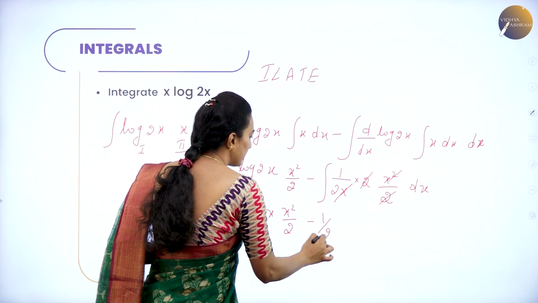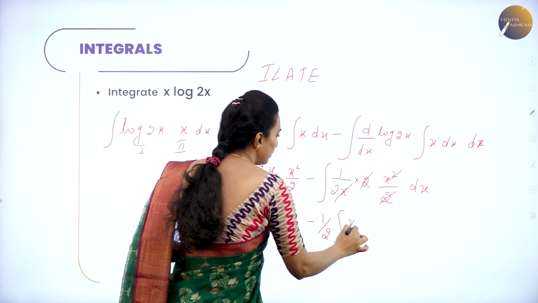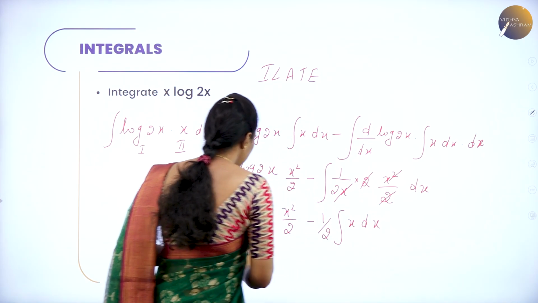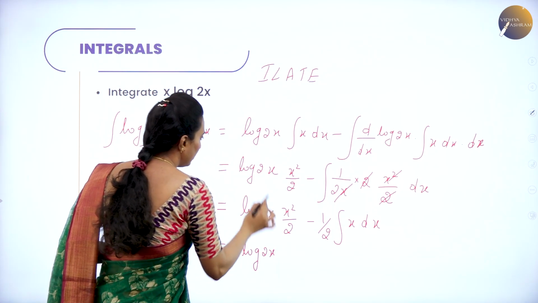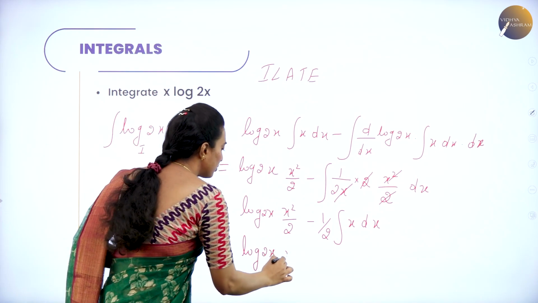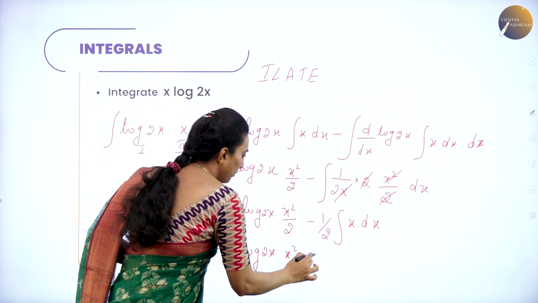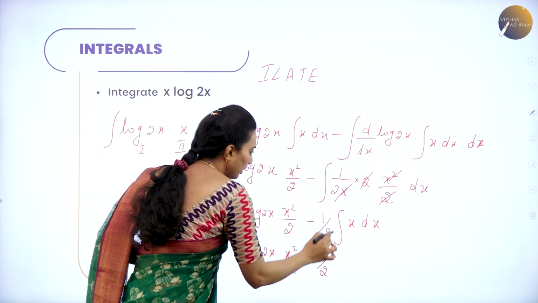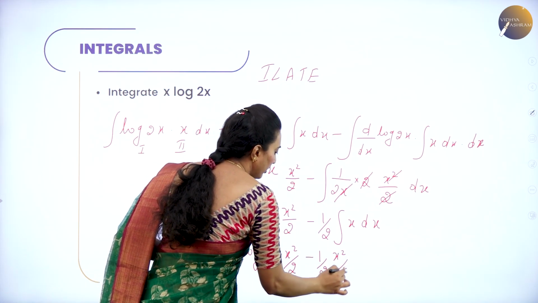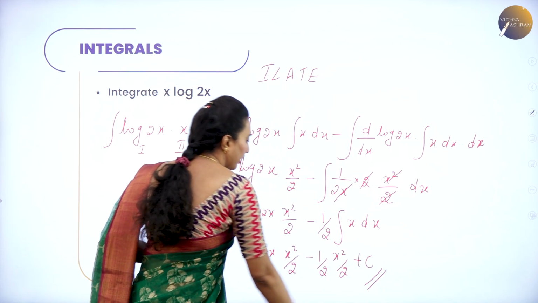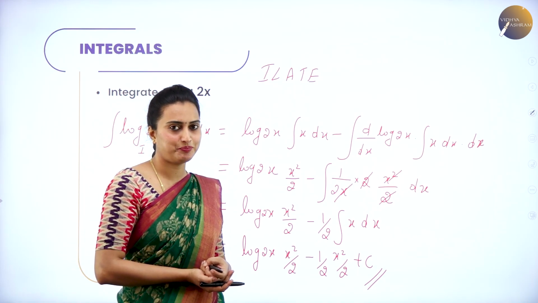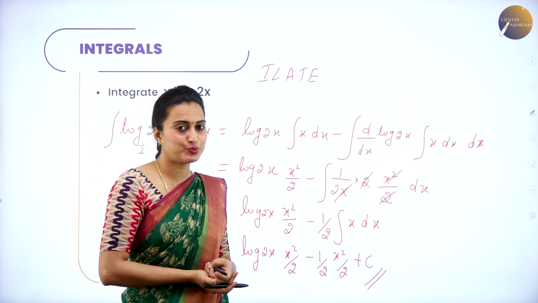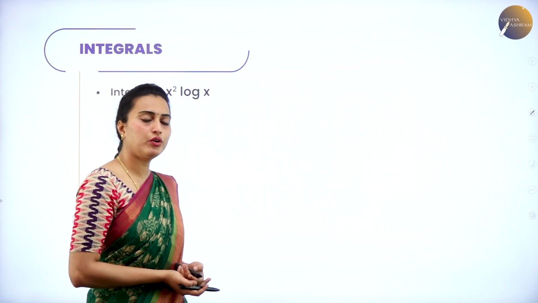1 by 2 you can remove outside into integral of x into dx. So which happens further log 2x, isn't it? Here log 2x into x squared divided by 2 minus 1 by 2 into integral of x is x squared divided by 2 plus c. And this is your final answer. You are going to get it as, dear students. I hope you understood this one also. So we'll be moving on to the next one.